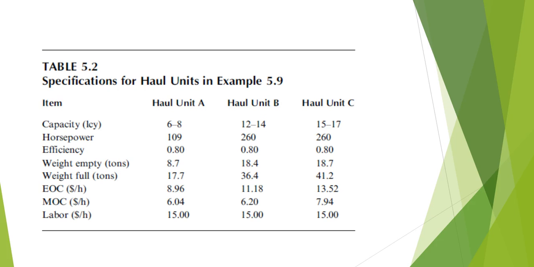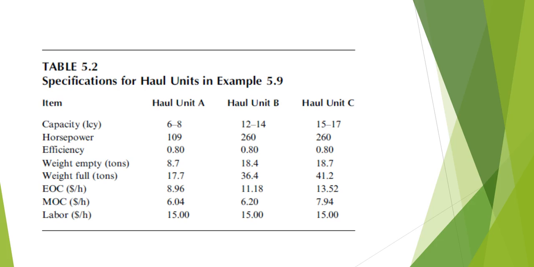You can see the different haul units and the different characteristics. Haul unit A can haul 6 to 8 loose cubic yards, B 12 to 14, C 15 to 17. As the capacity gets bigger, you need more horsepower. Efficiency stays about the same because that depends more on how you take care of the trucks and the drivers. And if you have an organization, the trucks will be the same. Probably your drivers are going to work together as a team, and they'll have the same kind of efficiency.